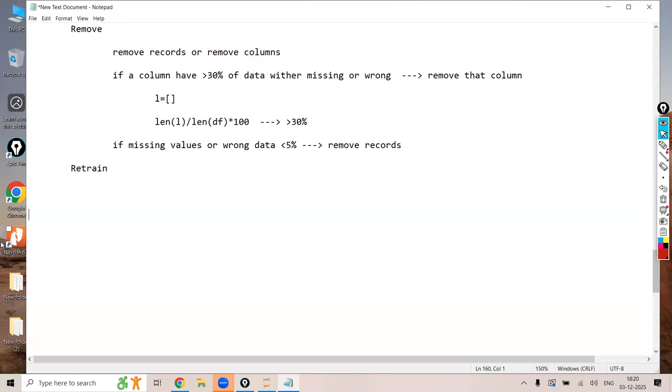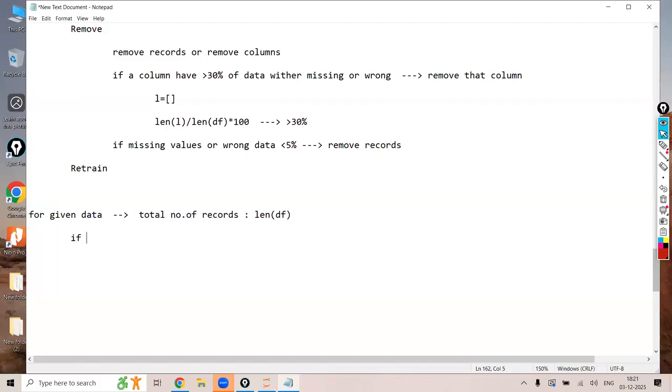Before calculating, first we have to calculate, for the given data, the total number of records. How many records are given to you? That is nothing but length of DF. Up to here it is completed. For the given data, the total number of records, you are going to calculate like this. Done.